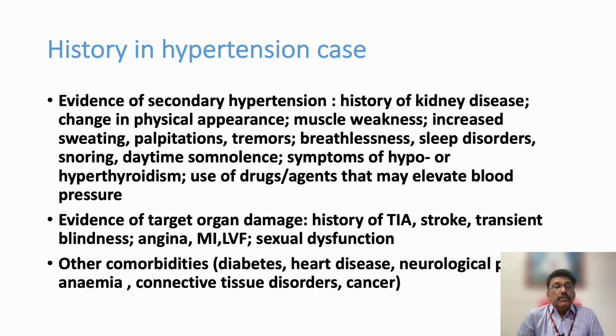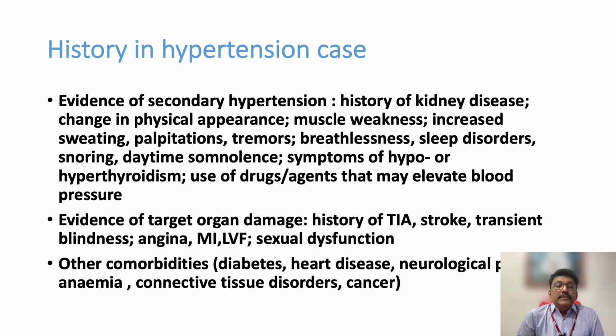Steroids, another important cause, NSAIDs. All these things can increase the BP. Target organ damage analysis should be taken, like history of TIA, history of stroke, transient blindness, chest pain, myocardial infarction, breathlessness like LV failure, sexual dysfunction. All these things are very important.